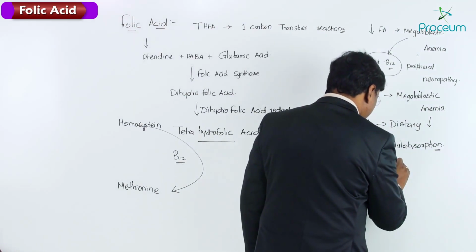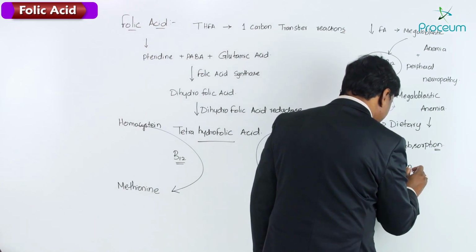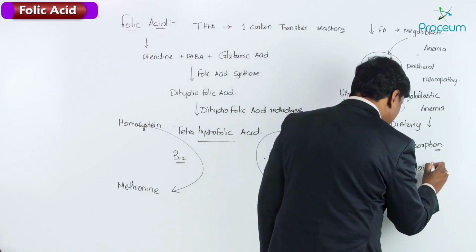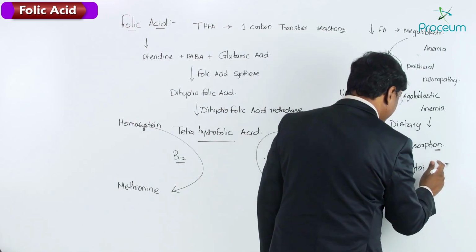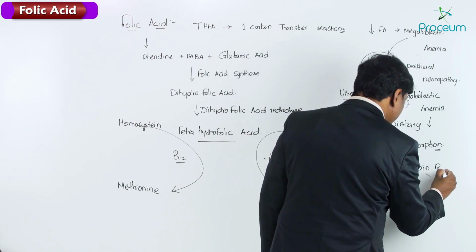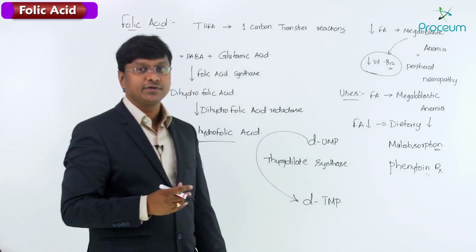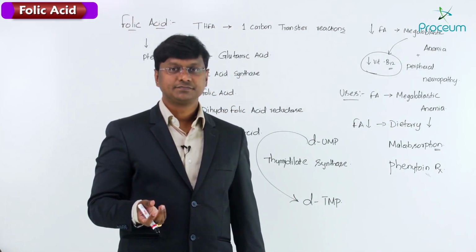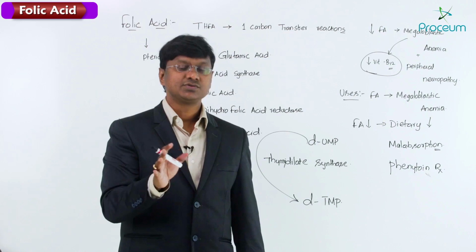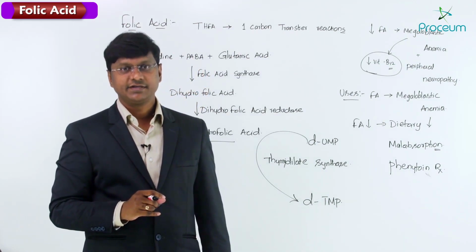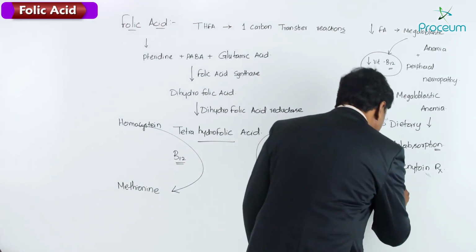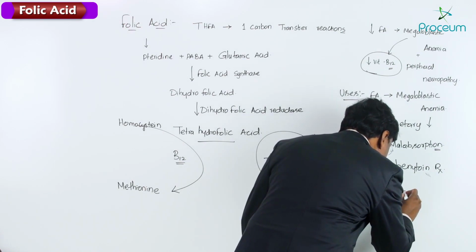Then followed by that, the drug toxicity or the phenytoin therapy or phenytoin treatment. So what is this particular phenytoin? It is an anti-epileptic drug, right? So phenytoin therapy is also responsible for this folic acid deficiency. Then followed by that, chronic alcoholism.